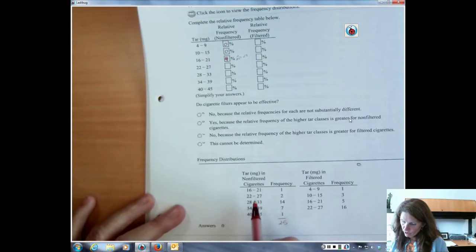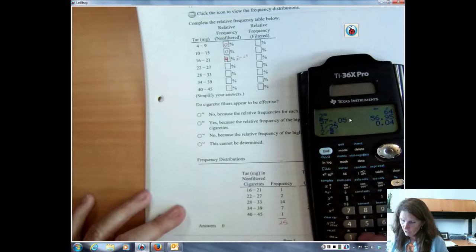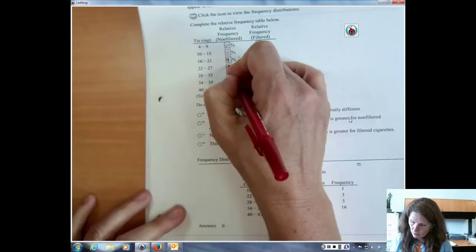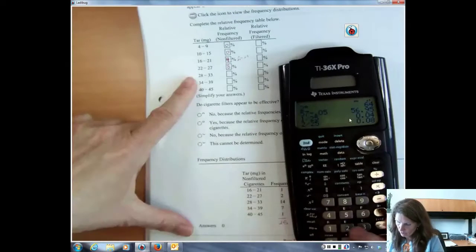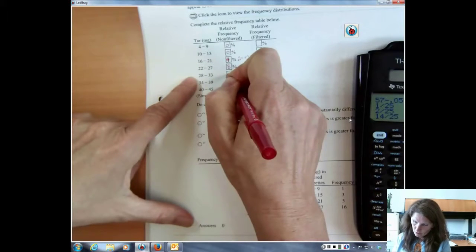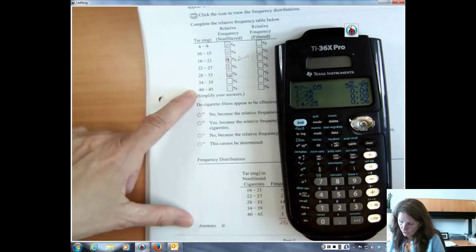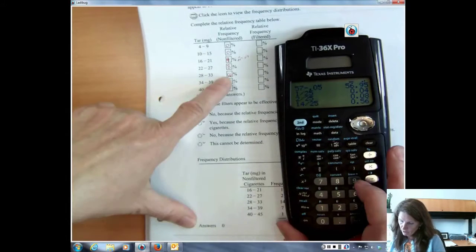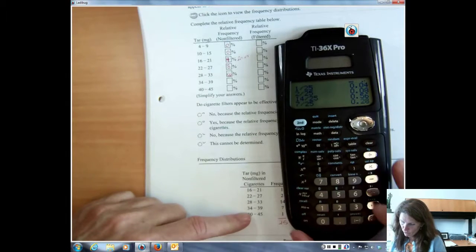So the next one, 22 to 27, well, it's twice as much as the last one, so it should be 8%, but we can just check it. So it's 2 out of 25, 8%. 14 out of 25 for the next category. It's 56%. I am getting a decimal and moving it over 2 places to get the percent. The next one is half of that, so it should be 28, but we take 7 divided by 25 and we get 28%.